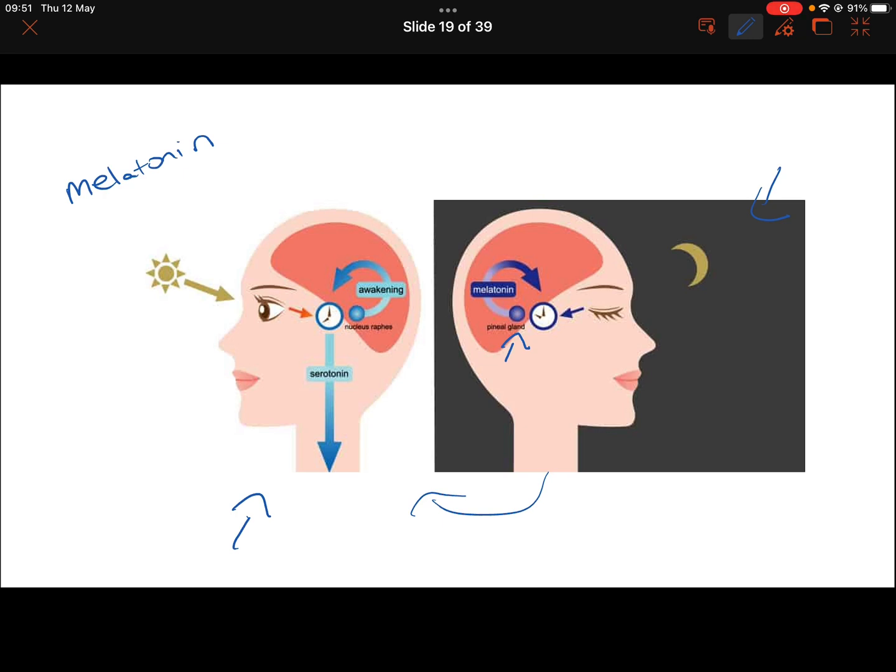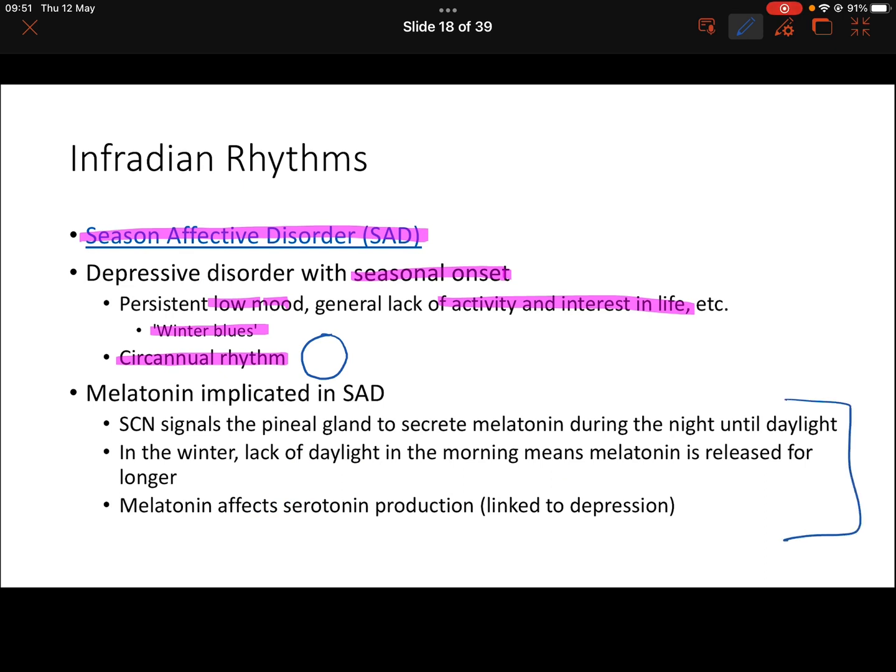And this is then said to have a knock-on effect on the production of serotonin in the brain. And this, as we know, is a chemical that is related to depression. So the fact that nighttime is lasting longer means that the secretion of melatonin is lasting longer, which means that the production of serotonin is becoming inhibited. And this is the current hypothesis and the current thinking about why SAD occurs.